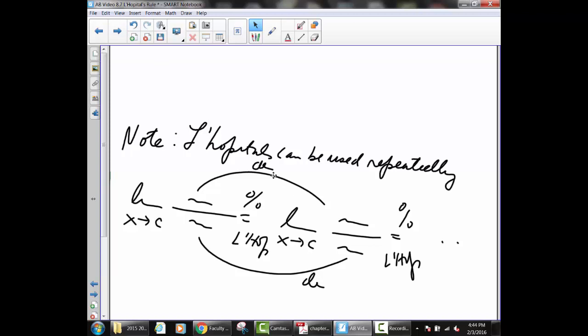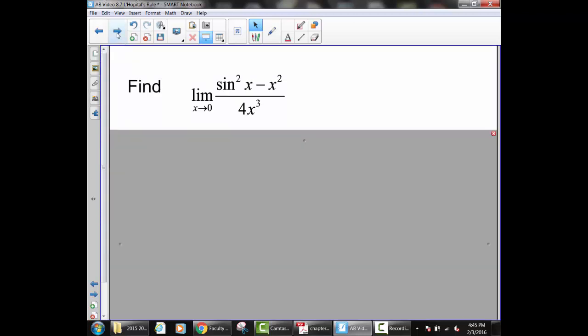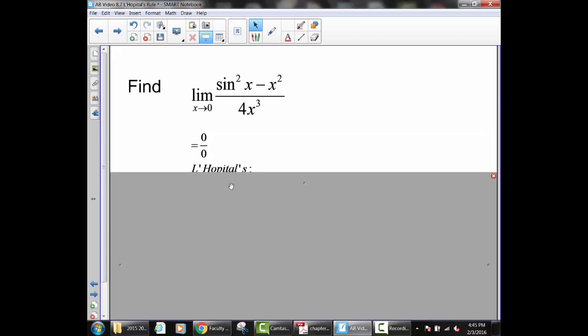Now, L'Hopital's can be used repeatedly, so it's possible that you'll get 0 over 0 when you substitute, and you'll use L'Hopital's. It's possible you'll get 0 over 0 again, and you'll substitute, get 0 over 0, do L'Hopital's again. It can happen a few times. So I wanted to give you an example of how that works. So here's an example I made up.